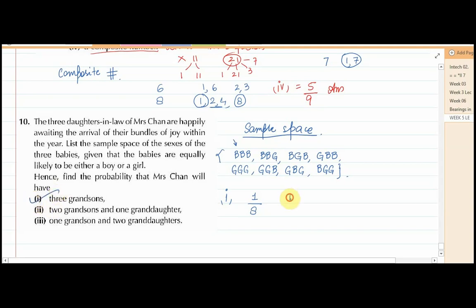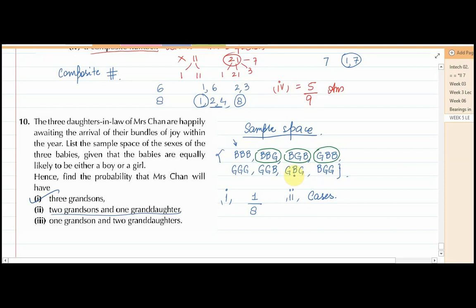After that, second part, 2 grandsons and 1 granddaughter. Now again, in this question, the sequence is not specified, whether the first 2 are grandsons or the last 2 are grandsons. That means we have a cases situation here, right? It says 2 grandsons and 1 granddaughter. So where we have this possibility: 2 grandsons and 1 granddaughter, case 1; 2 grandsons, 1 granddaughter, case 2; 2 grandsons, 1 granddaughter, case 3, and 2 grandsons, 1 grand.